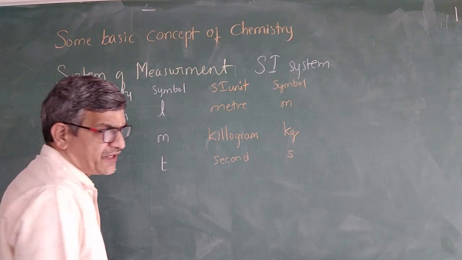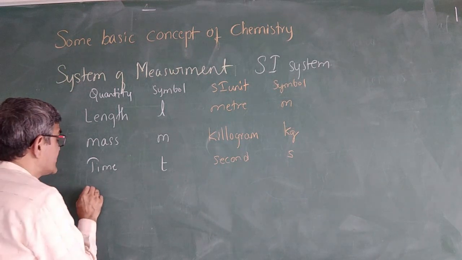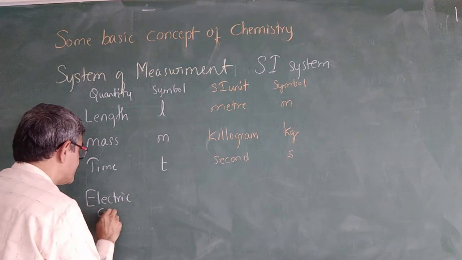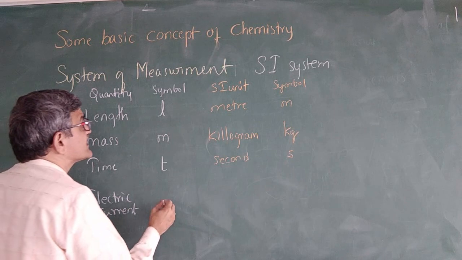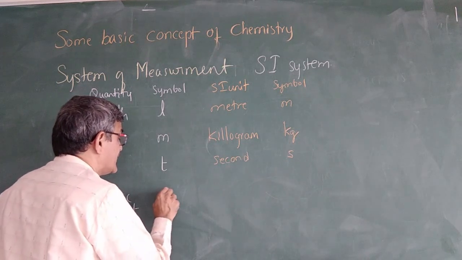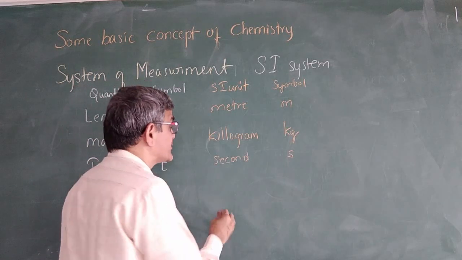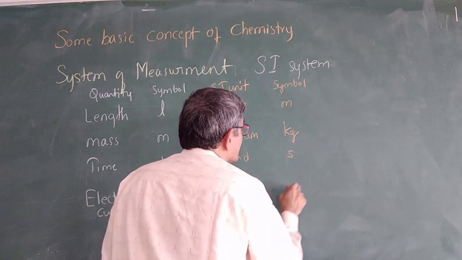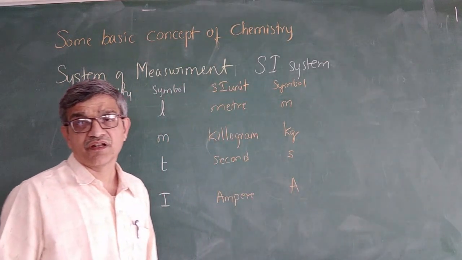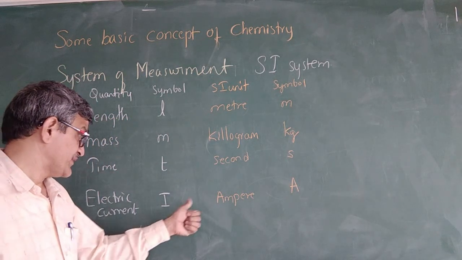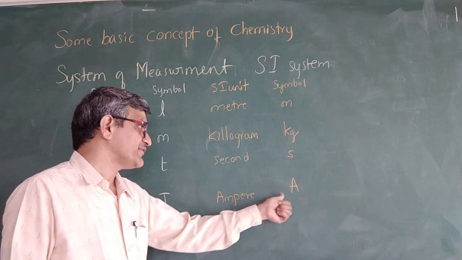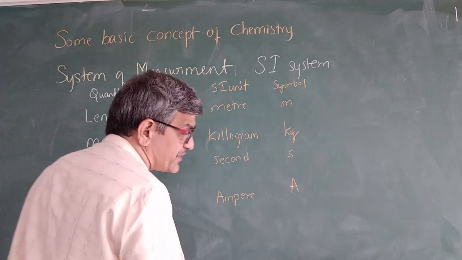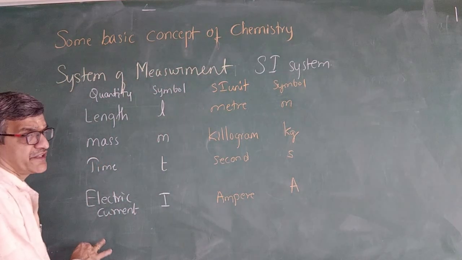Next quantity is electric current. Electric current is I. What do we measure electric current in? Ampere. Electric current is in amperes. Symbol I: I equal to 1.5 ampere, I equal to 5 amperes, unit symbol A. Then temperature.